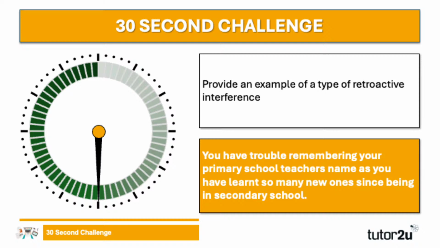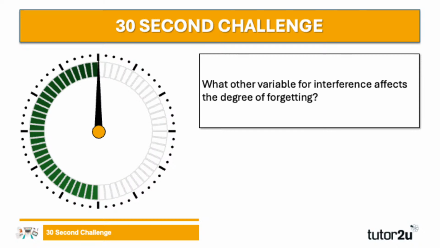Okay. Yep, so really, really good examples, and that's what you want. If you get that question in the exam asking you to outline what's meant by retroactive interference for 4 marks, we would expect you to put an example there to demonstrate your knowledge in depth. So that's really good to have examples for these key terms. Excellent. Let's look at our next 30-second challenge question. What other variable for interference affects the degree of forgetting? Off we go.